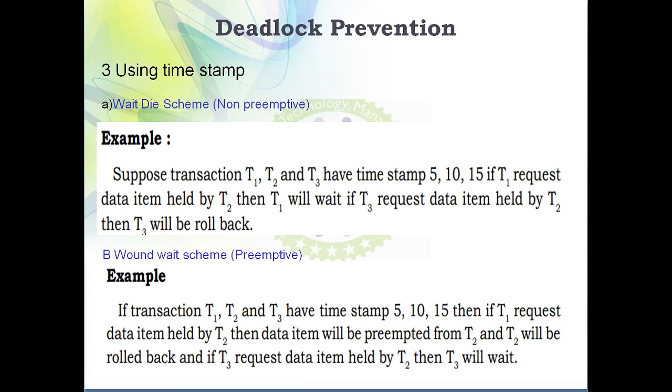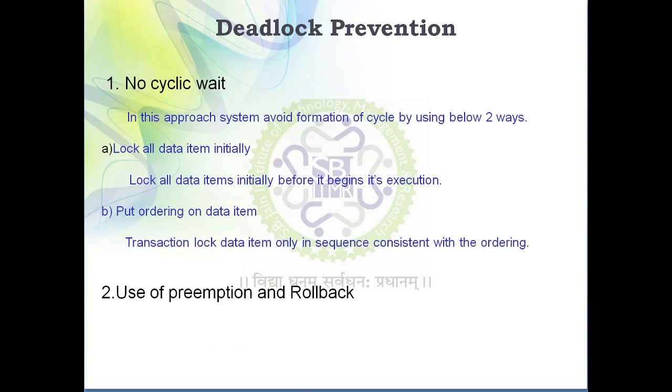Okay, it is requesting, so T2 gets rolled back. That's why it is wound. And suppose T3 is making a request to T2, so in that case T3 has to wait. So in this way you need to remember the wait-die scheme and the wound-wait scheme. The wait-die scheme is non-preemptive in nature, whereas the wound-wait scheme is preemptive. So this is what deadlock prevention is.